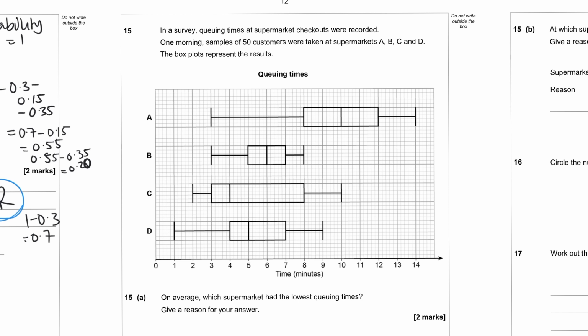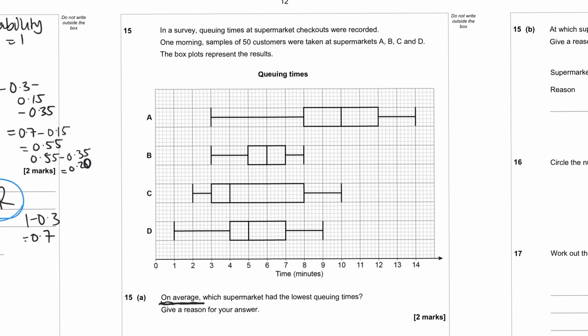So in terms of looking at the supermarket with the lowest queuing time, first of all, it says that in the survey, queuing times at supermarket checkouts were recorded, and a sample of 50 customers were taken at supermarkets A, B, C, D, E. So in terms of on average, that's the key. This is where they're going to trick people out. Notice how they put on average.